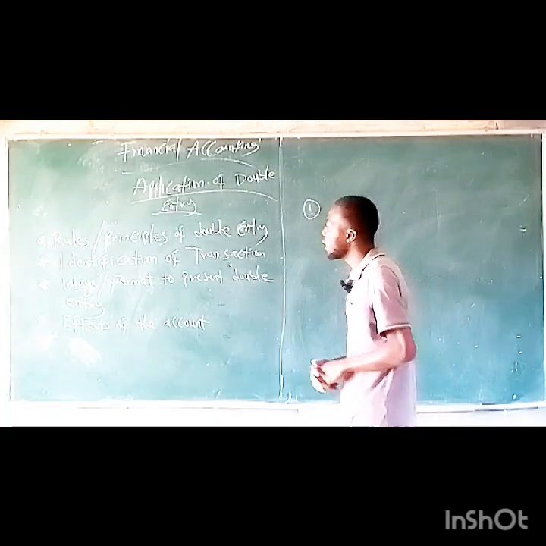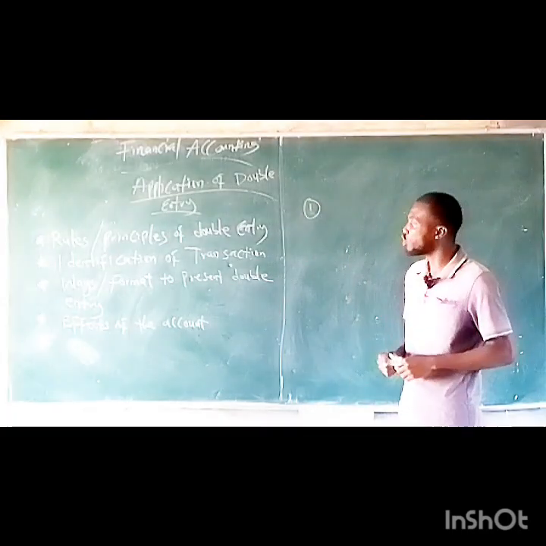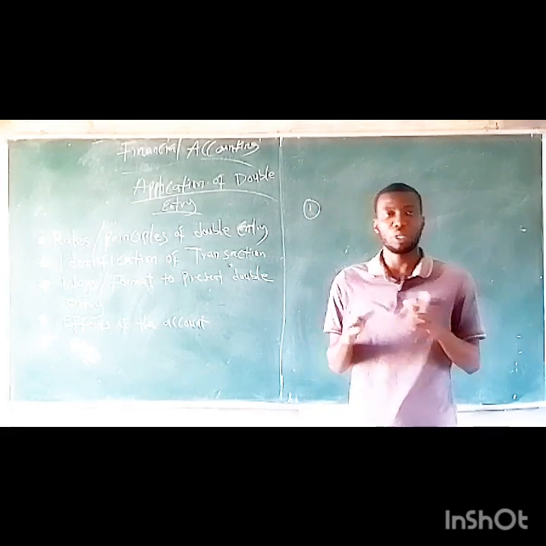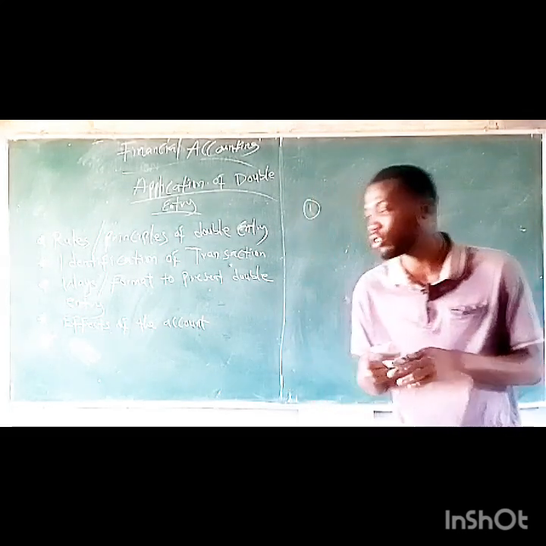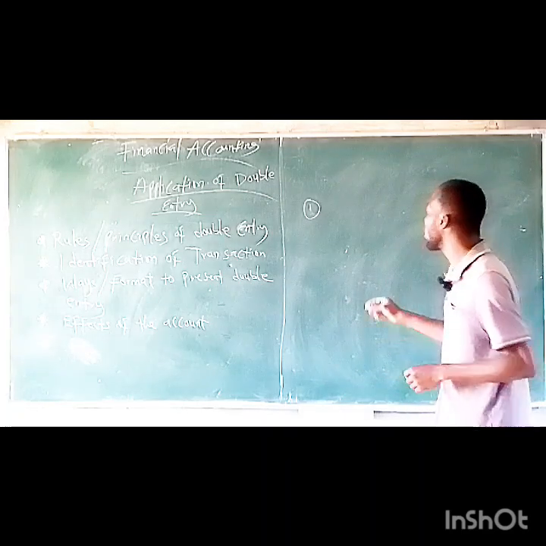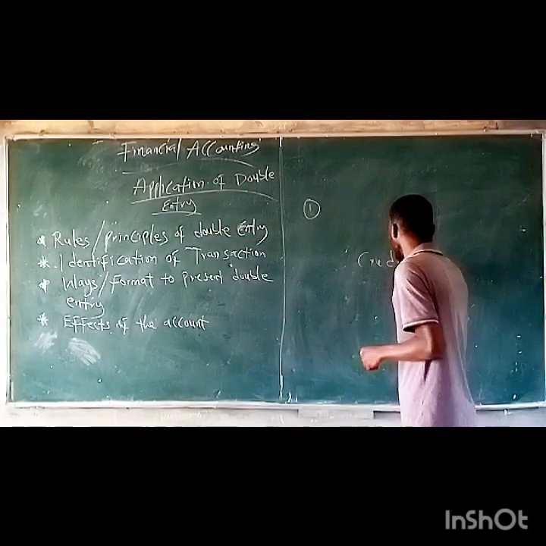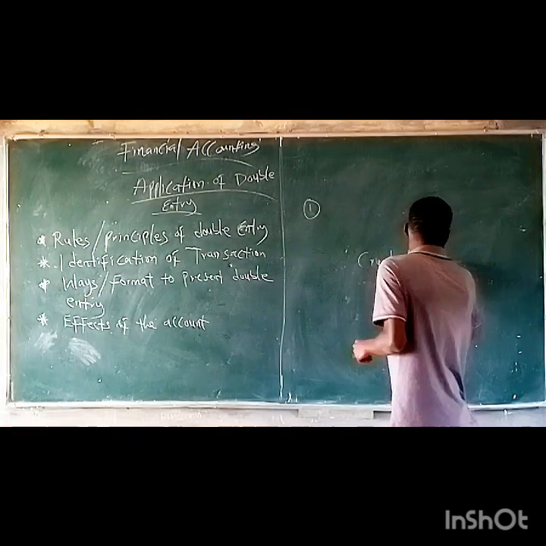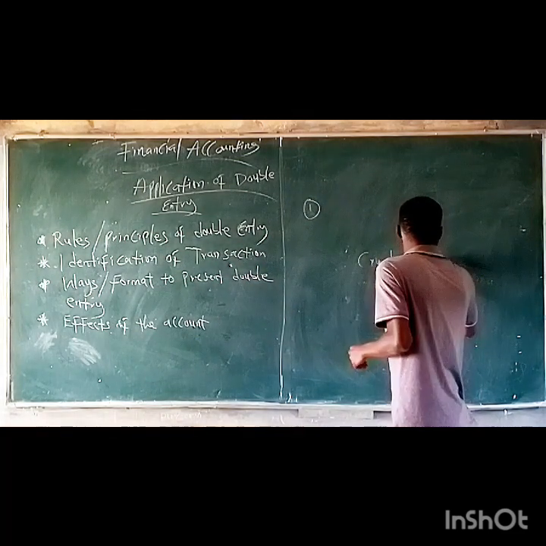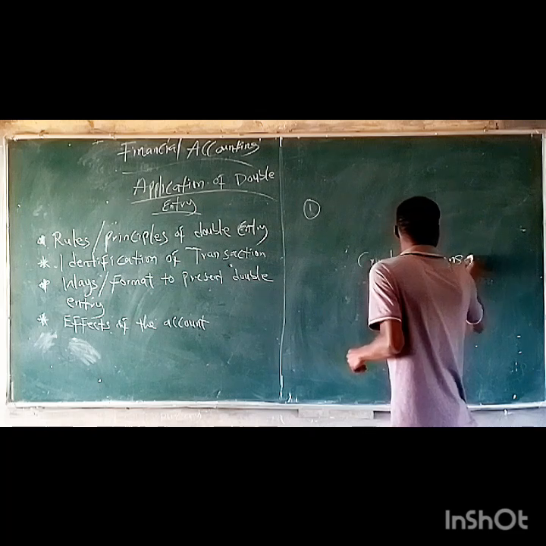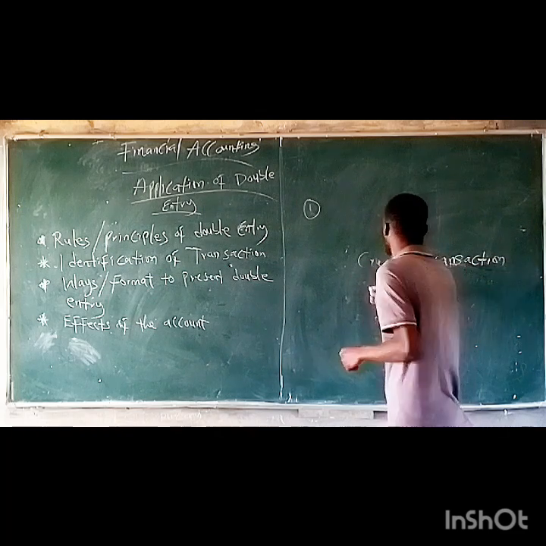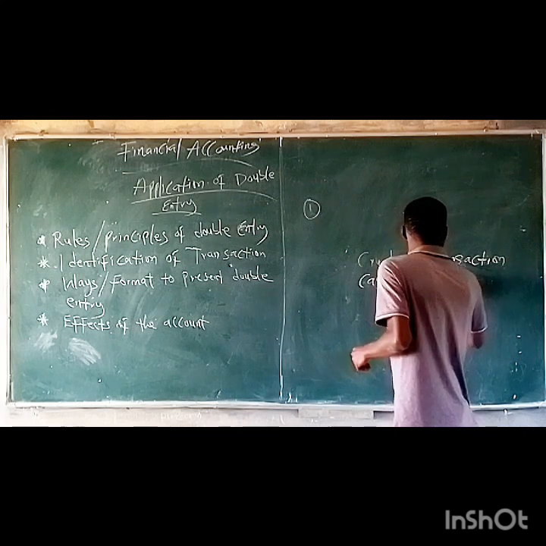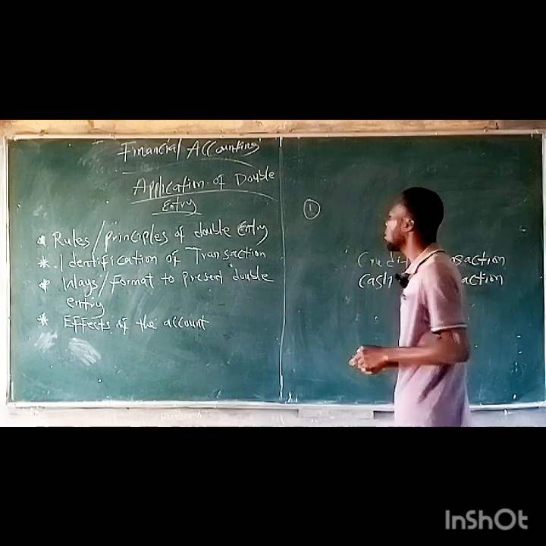Now we move to the identification of transaction. If you can remember the previous class, we said we have two types of transaction. We have the credit transaction and we also have the cash transaction. So these are the two types of transactions.